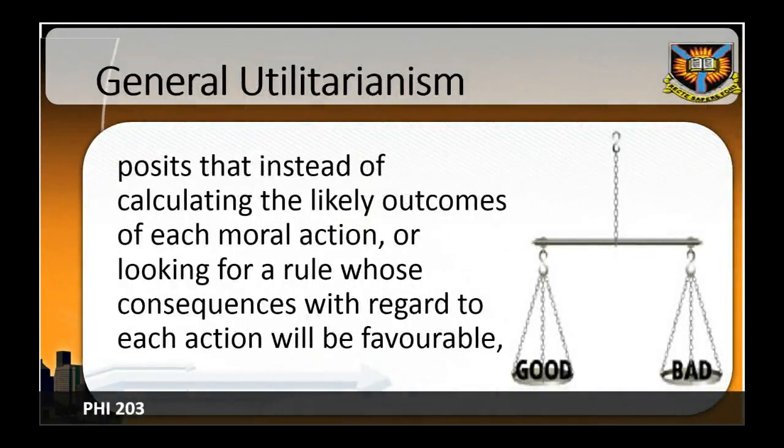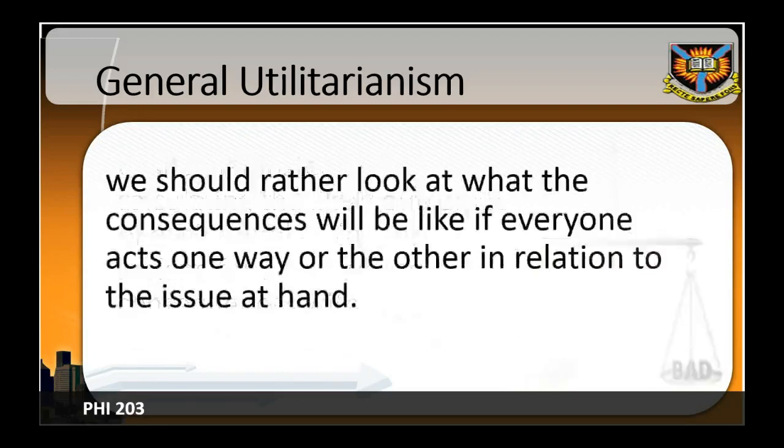General utilitarianism. General utilitarianism is the type of utilitarianism which posits that instead of calculating the likely outcomes of each moral action or looking for a rule whose consequences with regard to each action will be favorable, we should rather look at what the consequences would be like if everyone acts one way or the other in relation to the issue at hand. This means that for a general utilitarian, what to consider when dealing with a moral issue is whether the consequences will be good or bad if everyone should decide to carry out or refrain from carrying the action out.